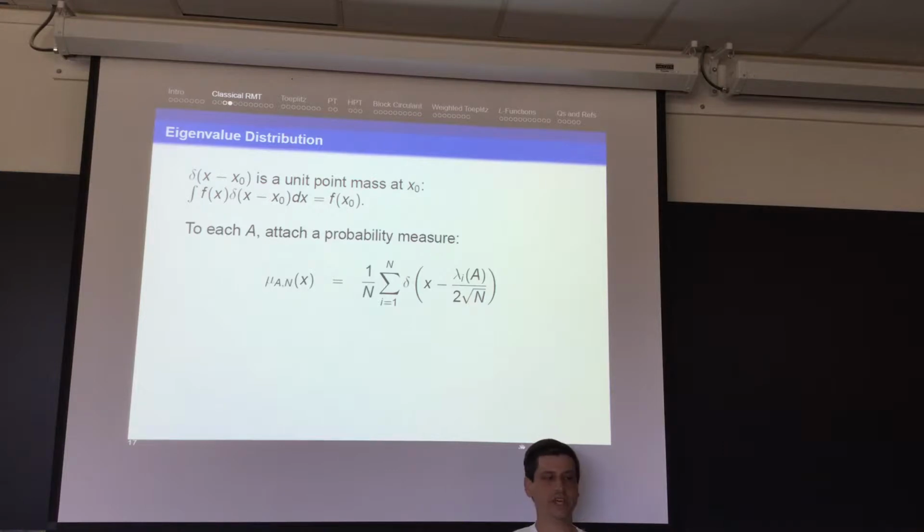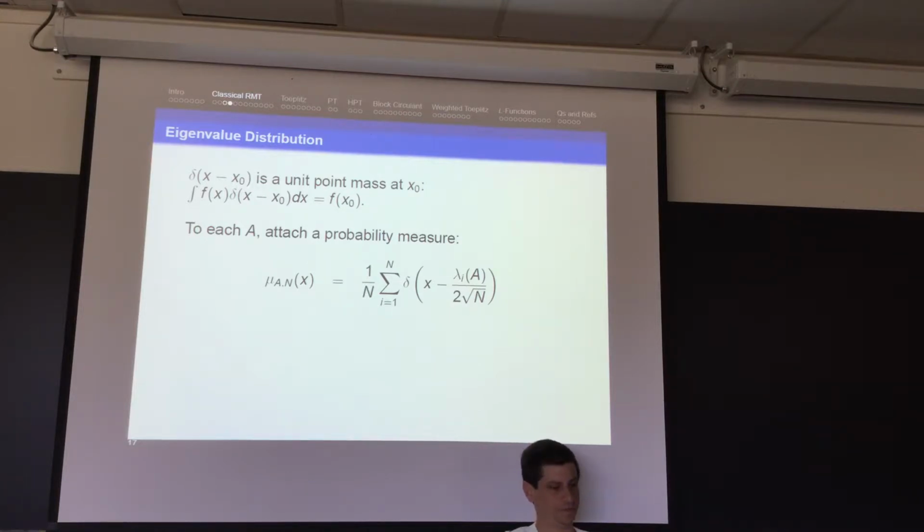And so what we're going to do is attach a probability measure to each matrix. So to each matrix, we associate a mass of size 1 over n at each normalized eigenvalue. So when you see something like 2 root n, the question is, where are the 2 and the root n coming from? The root n is far more important than the 2. The root n is telling us how things change as the size of the matrix grows. The 2 is just so I can use the word circle rather than ellipse later in the day.